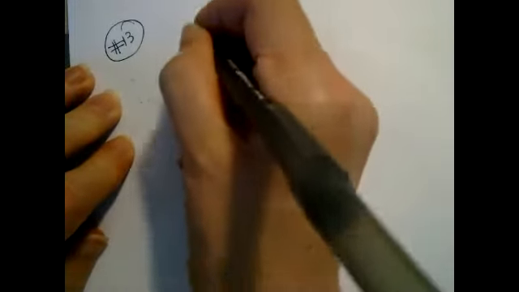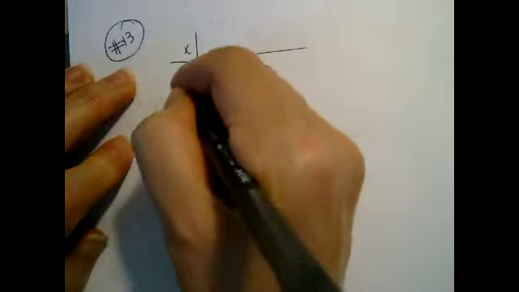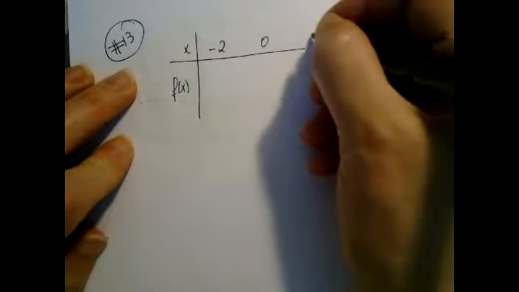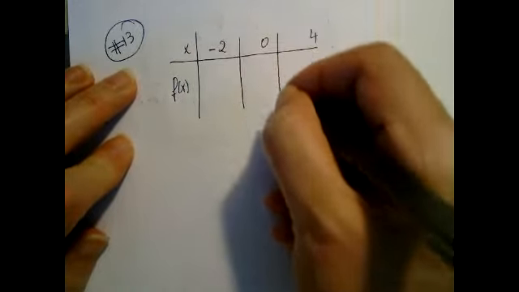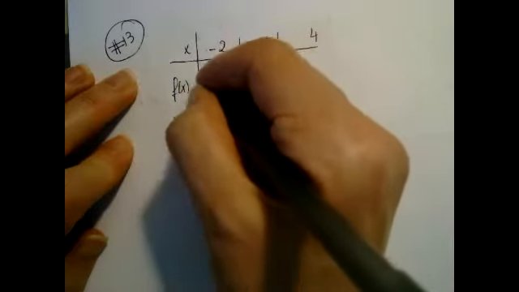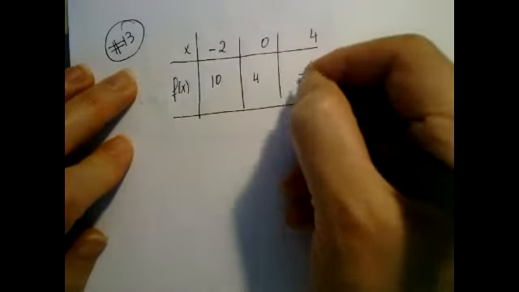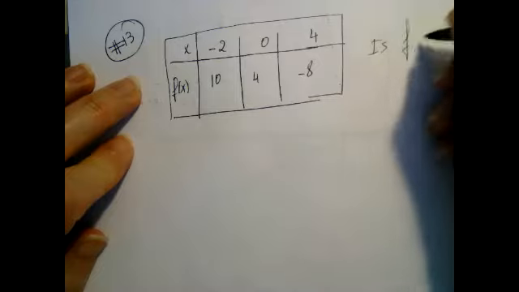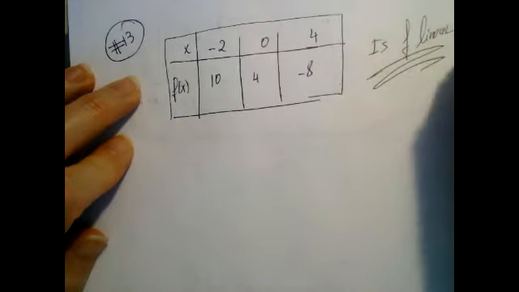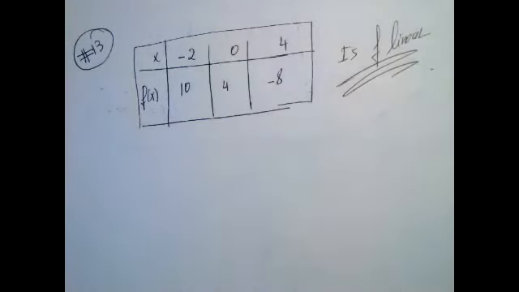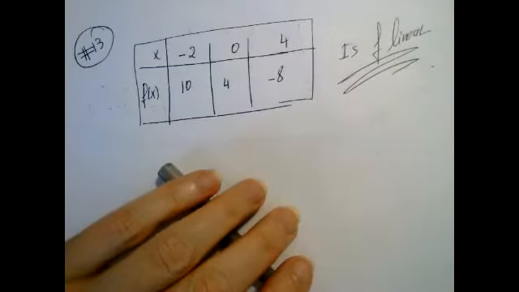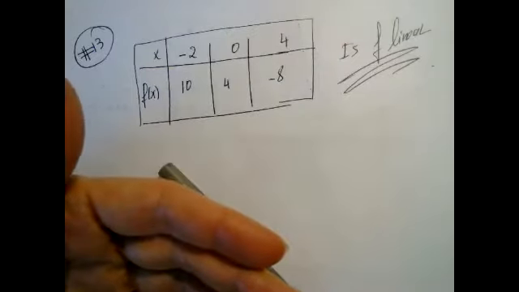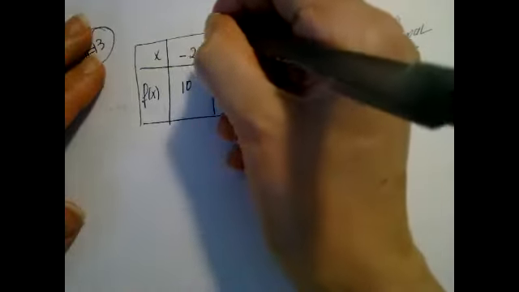So we have the following scenario. I have a function with x values -2, 0, 4, and the outputs are 10, 4, -8. And the question is: is f linear? All right, the only way we can figure out if the function is linear is to compute whether the slope remains the same, because here we're not changing by the same amount.